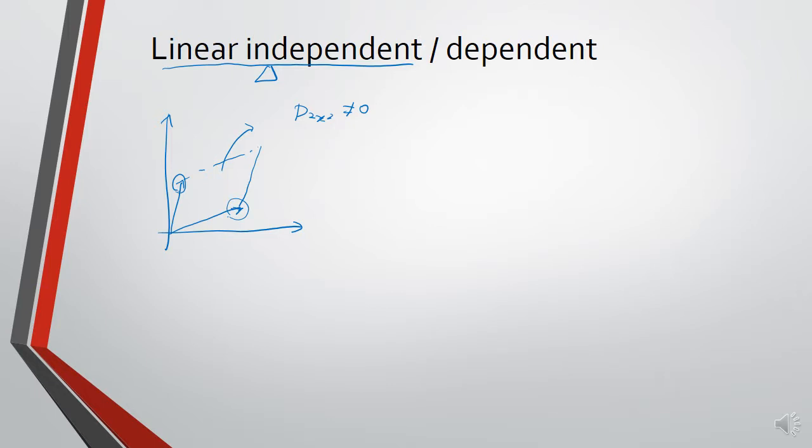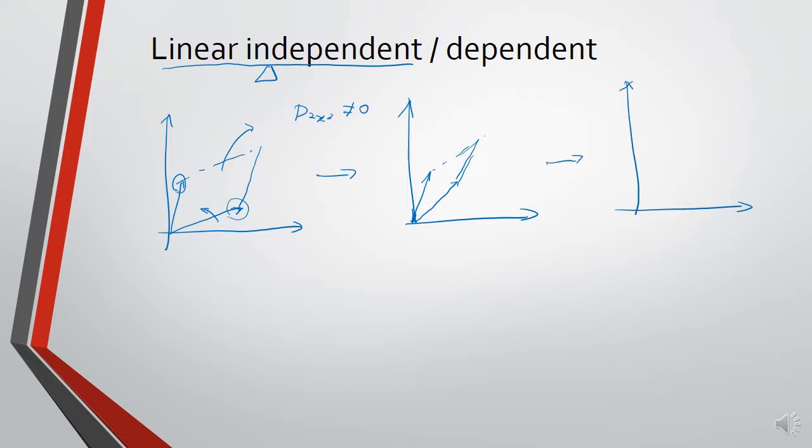However, if we rotate one of the two vectors a little bit counterclockwise, the new parallelogram has a smaller area. In an extreme condition, if we further rotate it counterclockwise, we end up with something like this. It means these two vectors will be overlapped.